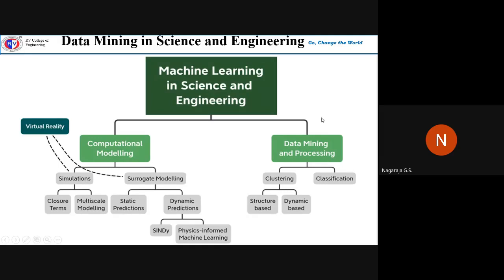That is regarding computational modeling. On the other part, you have data mining and processing. You know the various techniques of data mining. One of the important data mining tools or techniques is clustering, or classification, or even you can go ahead with regression and other stuff. So what I mean is you can also write about the significance of machine learning in science and engineering while working with various applications.